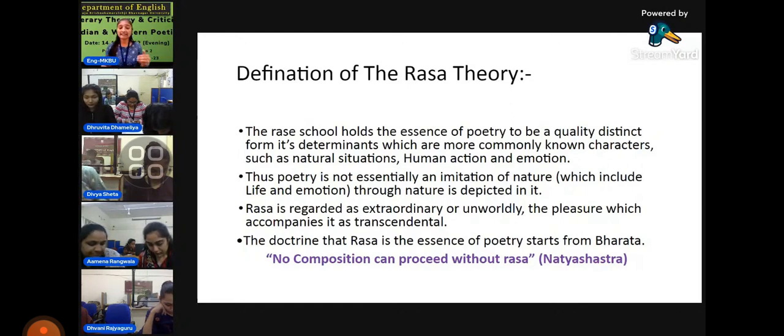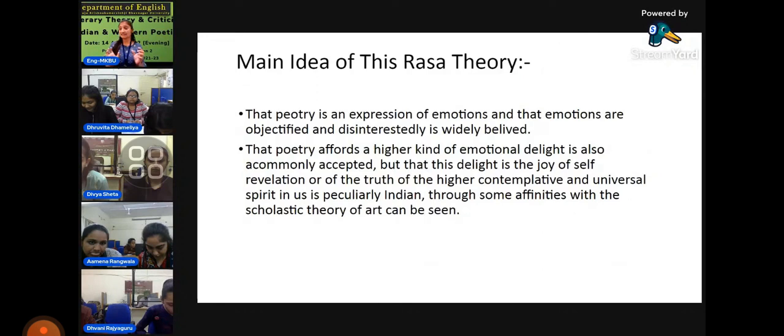And Ras is regarded as extraordinary and unworldly. The pleasure which accompanies it is transcendental. According to Bharat Muni, no composition can proceed without Ras. It means Ras is a basic theory, and the main idea of the Ras theory is that poetry is an expression of emotions and that emotions are objectified and disinterested. It is widely believed that poetry affords a higher kind of emotion.